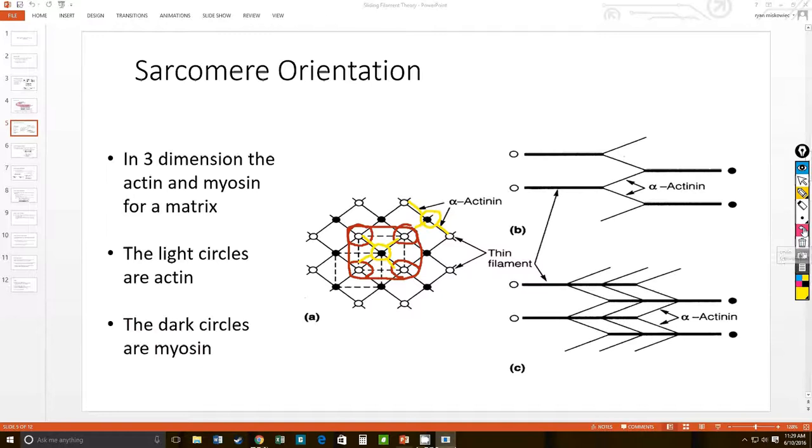There's lots of interplay here. This is more of a matrix than it is just one myosin interacting with two actins. So think about this in three dimensions as we go along. This lattice work is very much a three-dimensional thing. All right, so let's move on.